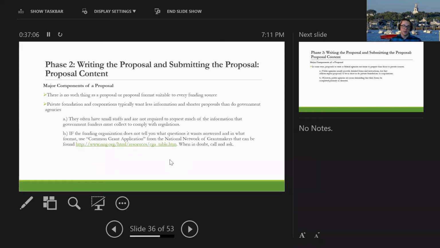You've looked at their 990. They've awarded what you think are organizations that are like-minded as yourself, and you've done your due diligence in trying to steward a relationship, and you just need something to tell you what to include. This is not a bad resource. Again, that's the common grant application, and that's from the National Network of Grant Makers. And then I included there at the end, when in doubt, call and ask. Never hurts.